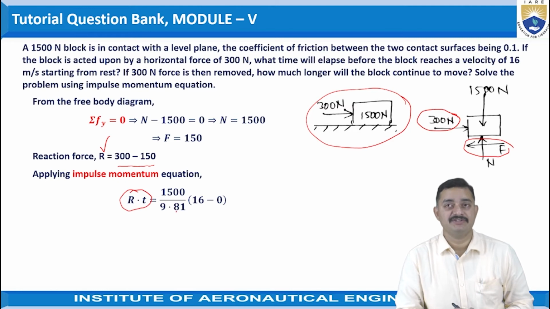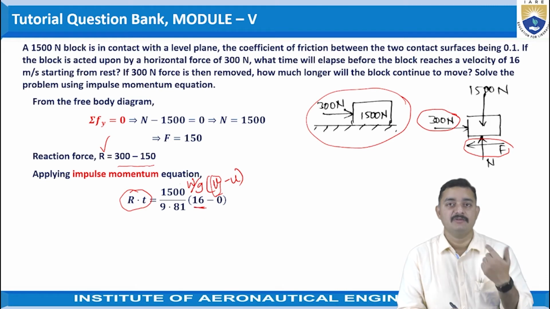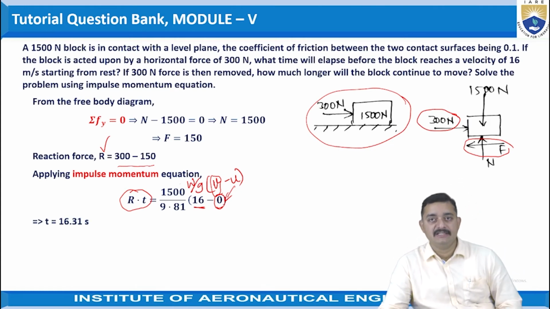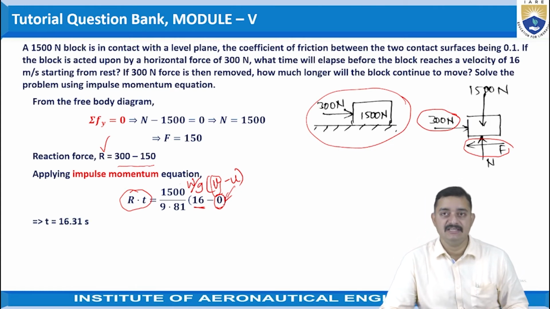the resultant force or reaction force into time is equal to W by g into (V minus U). So, we have got the final velocity as 16 meters per second. That is what has been asked in the question. And the initial velocity is 0. Why? Because the object is starting from rest. So, when you continue this, you will get the value of time t as 16.31 seconds.